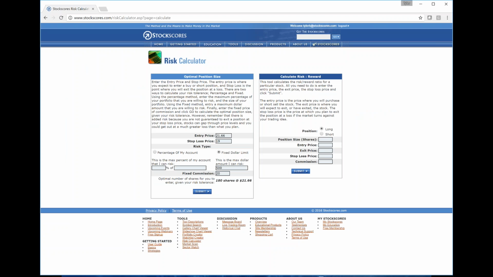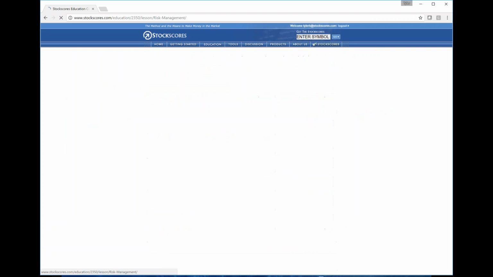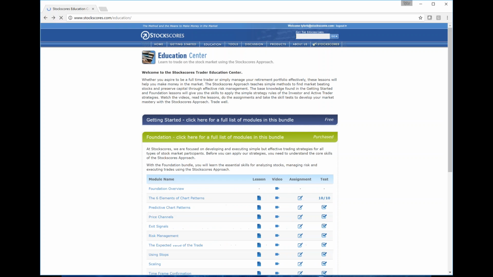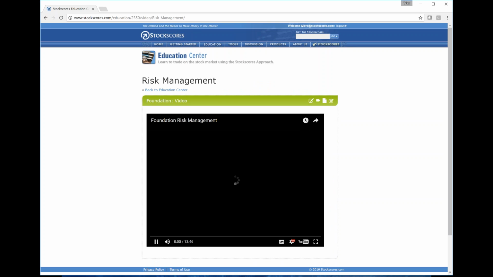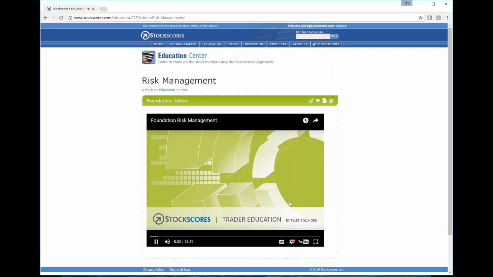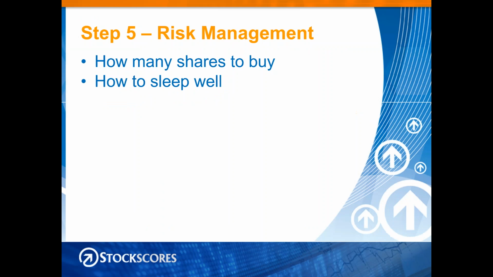And the use of the risk calculator and risk management is taught in the education area under foundation in the risk management lesson. Okay, that concept that I just touched on the basics of it, there's more detail, more in-depth discussion in that risk management lesson. You have a written part, you have a video, which you can watch. It's 13 minutes and 45 seconds long. And in that video, you will learn, in a lesson like I'm doing today, how to do risk management. All right, I've touched on the high points for you there.